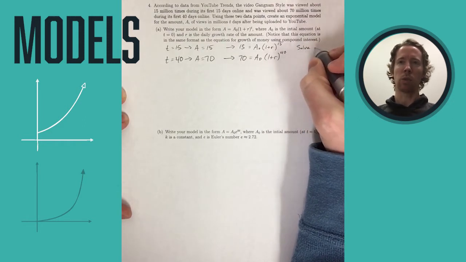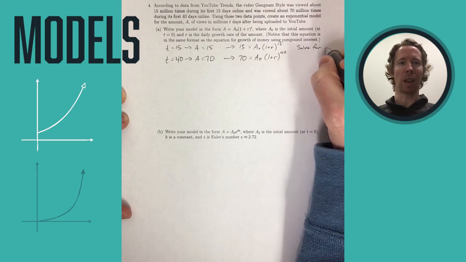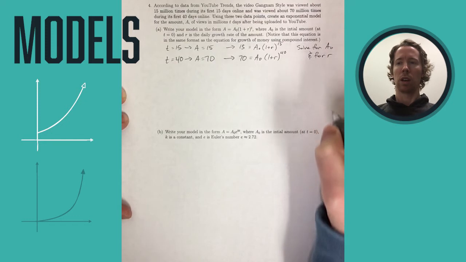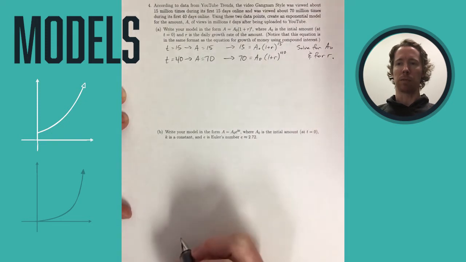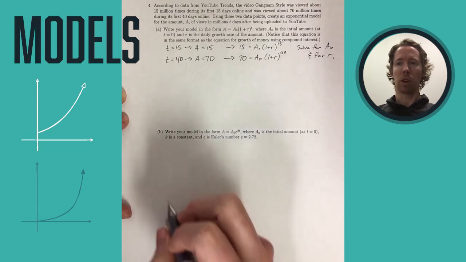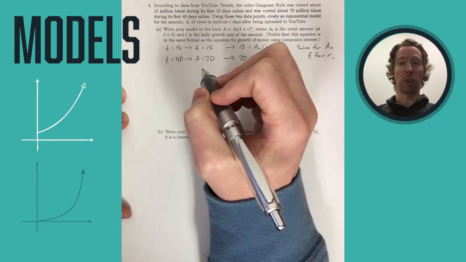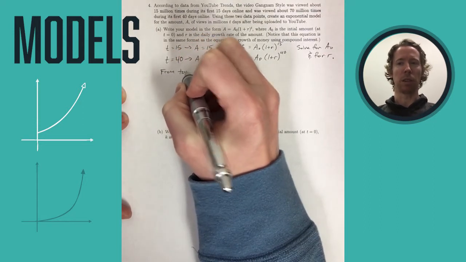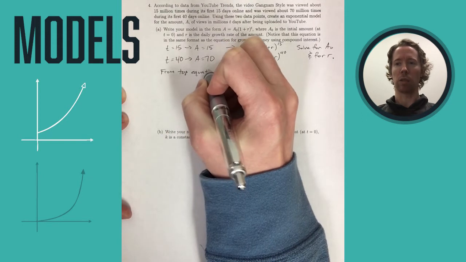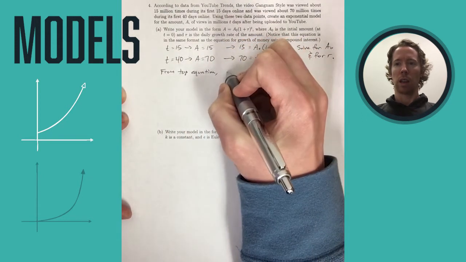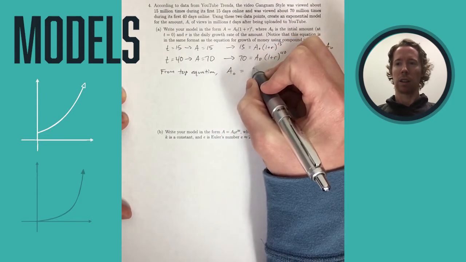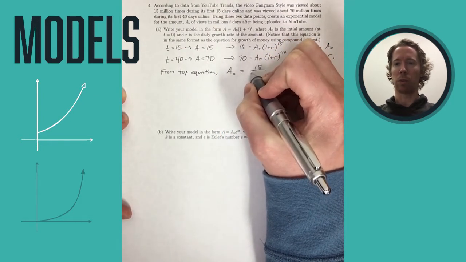Notice it's a little weird to be doing this and not using A naught equals 0, because A naught is supposed to be the initial number of views. But we get a more accurate model if we don't use A naught equals 0. In fact, if we use A naught equals 0, then there's no model. It just says the amount equals 0. So it doesn't work if we use A naught equals 0. And I don't have the amount for after the first day, so we're just going to use these two data points.